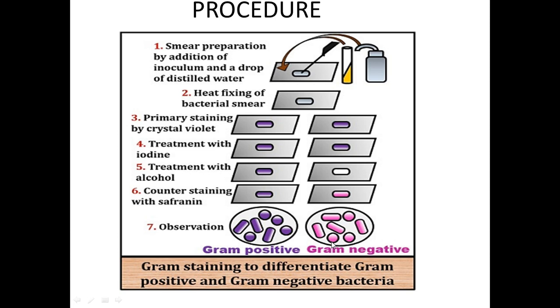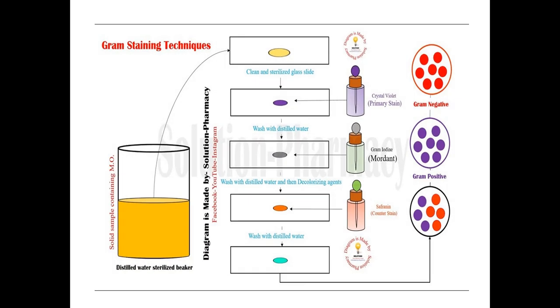Now let's see. The steps are very simple here. You just make your bacteria smear on the surface of a slide. You add the crystal violet. Then you wash it with distilled water. Then you add the Gram's iodine. Then you wash once again with water. Then you add the decolorizing agent. You wash once again with water, and the decolorizer. Then you add the safranin. Then you get the final color of your bacteria.